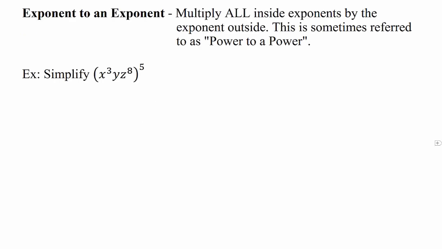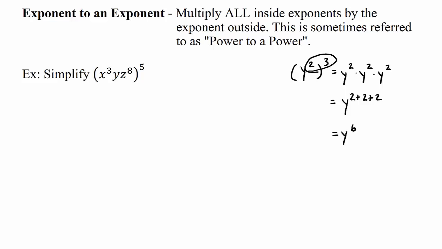The next law we're going to look at is an exponent to another exponent. This is also sometimes called a power of a power. And the rule for this is that we're going to multiply all the inside exponents by the outside exponent. Now, why this happens is if I have y squared to the power of 3, well, we know that to the power of 3 means that we have 3 of the bases being multiplied. Then we're multiplying, so we add the exponents together and we get y to the power of 6, and we can see that 2 times 3 is going to be that 6.